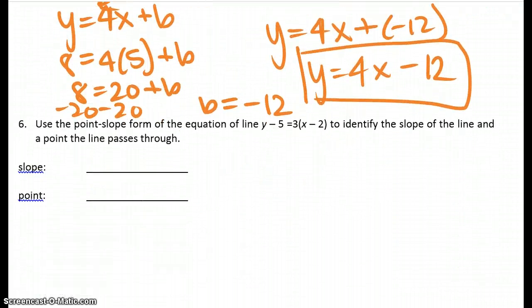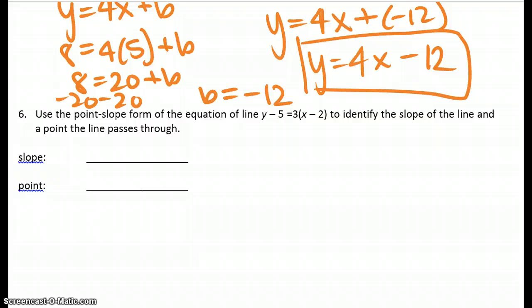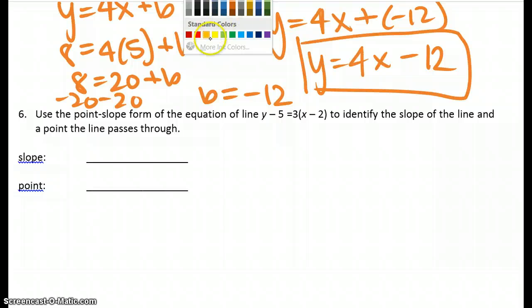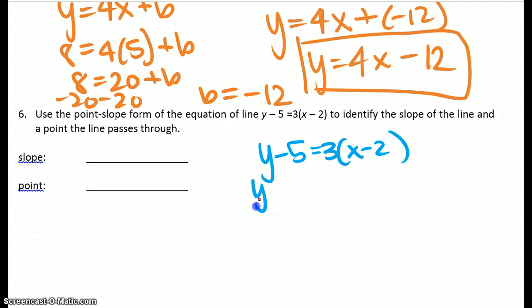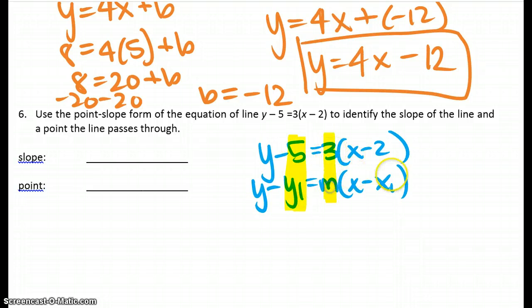Next one. Use the point-slope form of the equation of the line y minus 5 equals 3 times x minus 2 to identify the slope and a point. So once again with these, I'd like you to write the formula directly under the original one. And I'm going to write it again just because my handwriting is too big. So I have y minus y1 equals m times x minus x1. Okay? And y1, m, and x1, those are the 3 things that I care about.